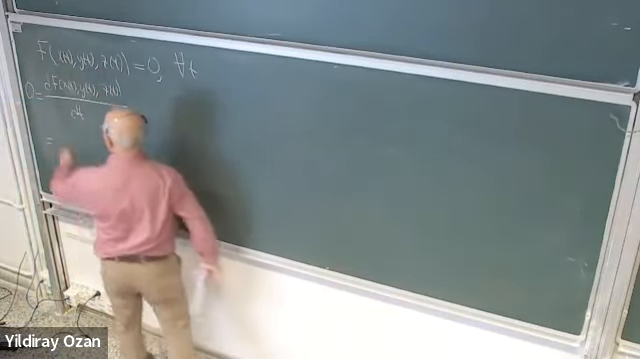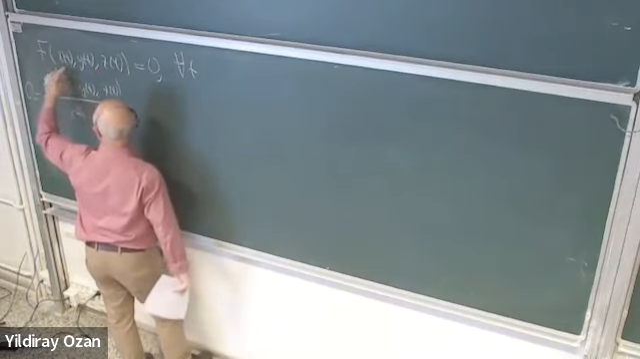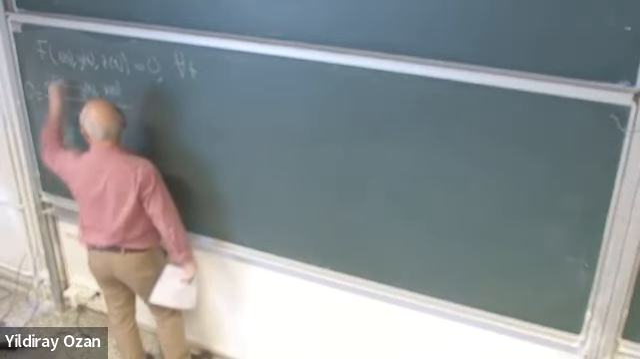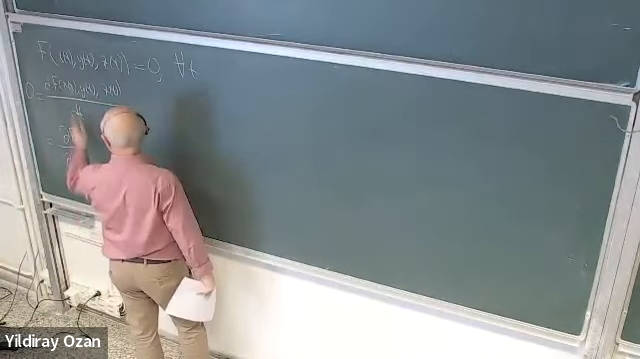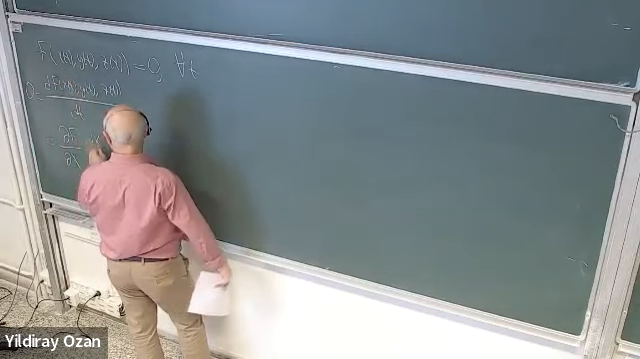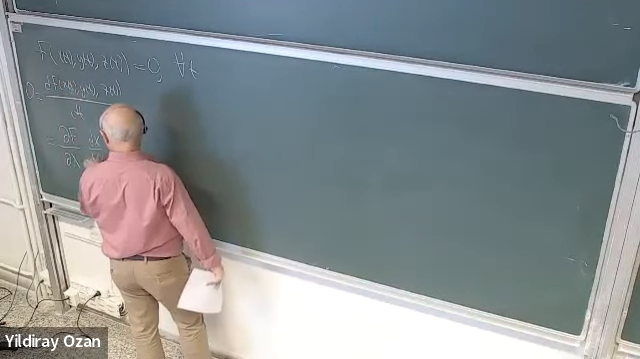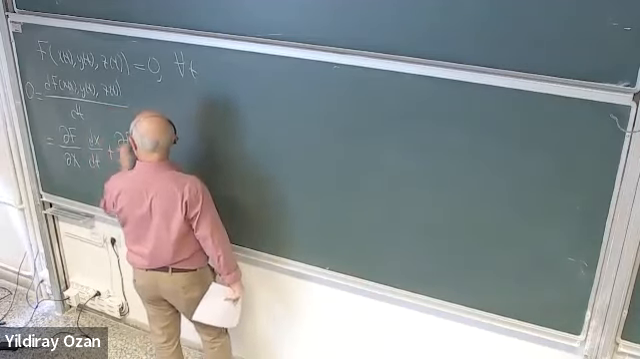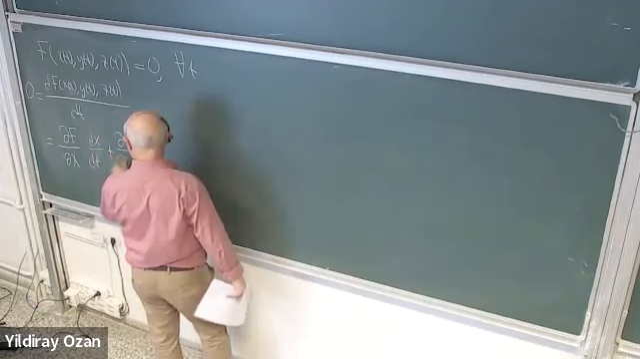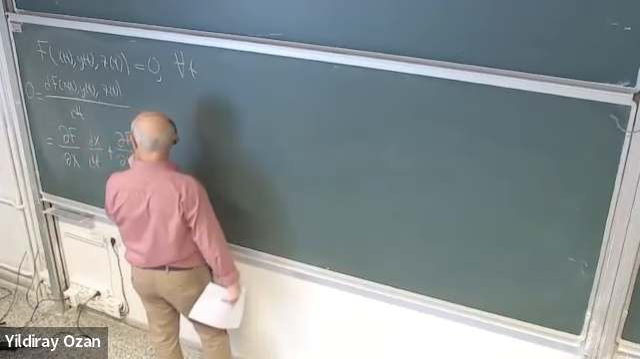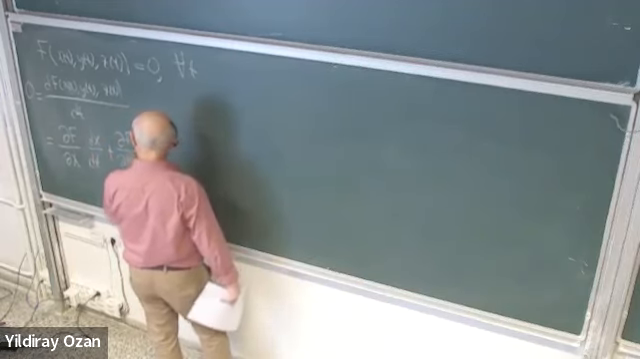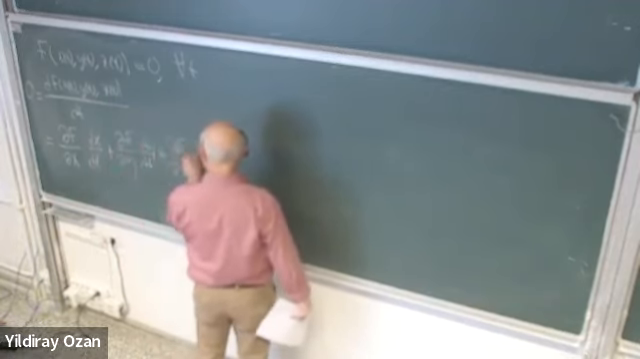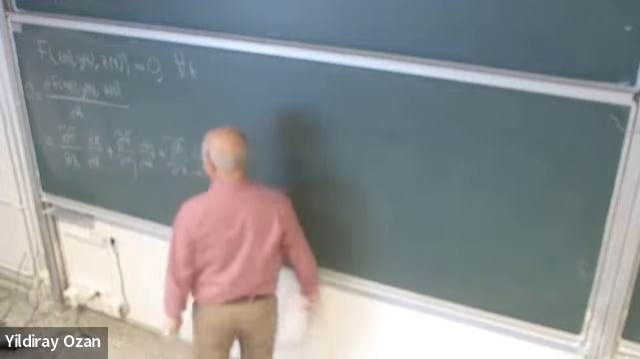So it is nothing but the derivative of this function with respect to the first variable, which is del f del x, and then the derivative of the first variable with respect to t, which is dx over dt, plus the derivative of the function with respect to the second variable, and then dy dt, and similarly del f del z dz dt. This is zero.